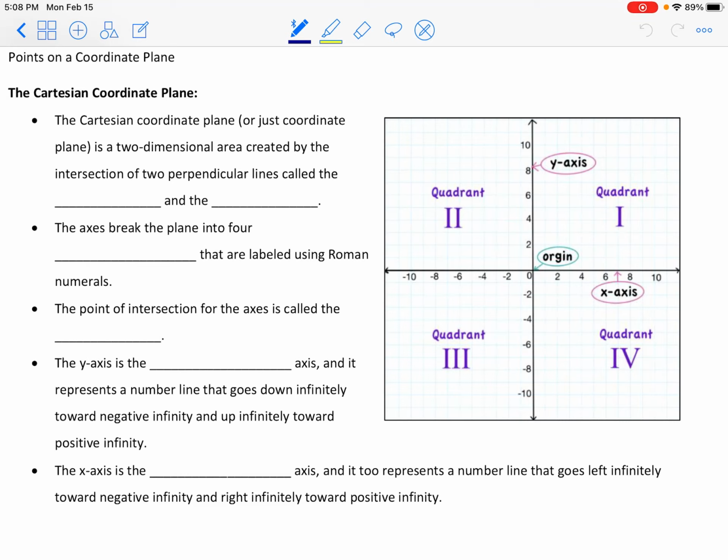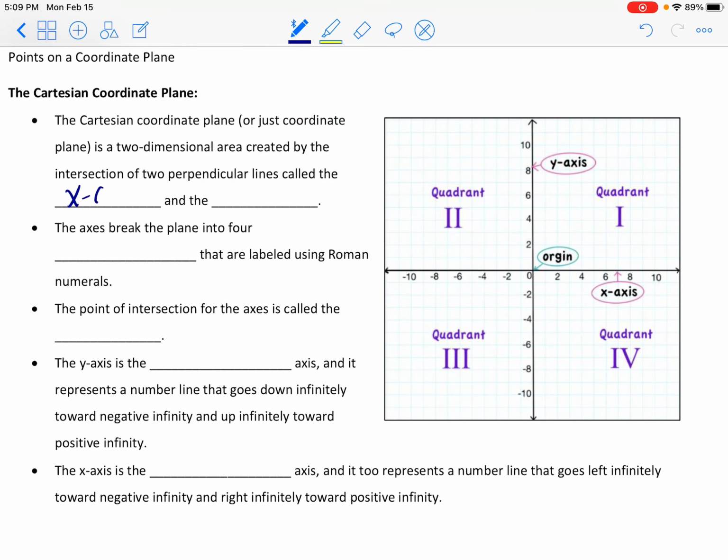The Cartesian coordinate plane, or just the coordinate plane, is a two-dimensional area that is created by the intersection of two perpendicular lines, and we call those perpendicular lines the x and y axis. Perpendicular just means they create 90-degree angles. They intersect at a perfect T. So we have a vertical line, and then we have a horizontal line.